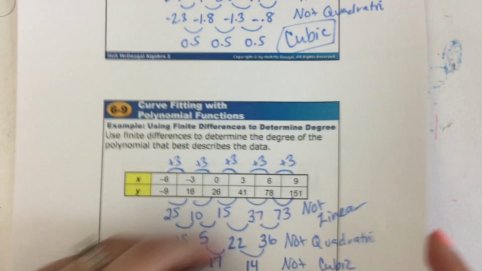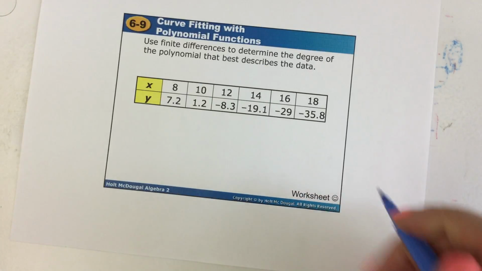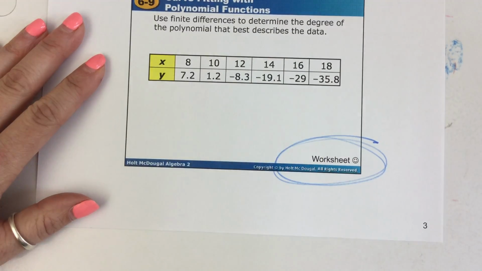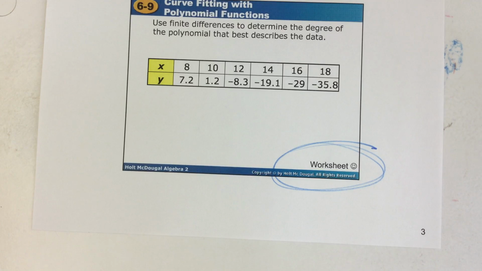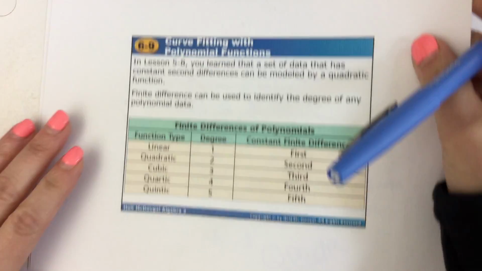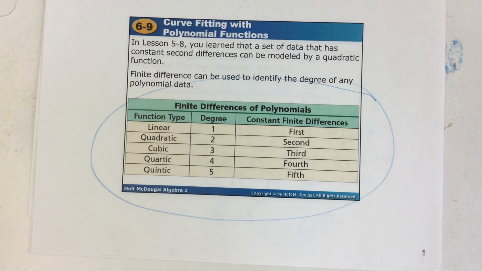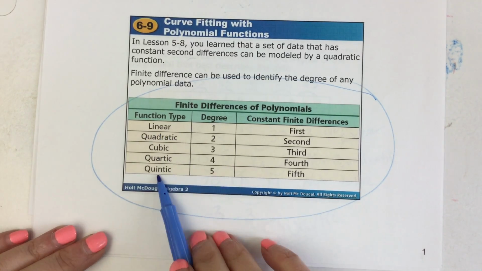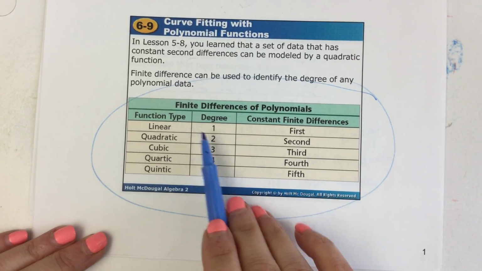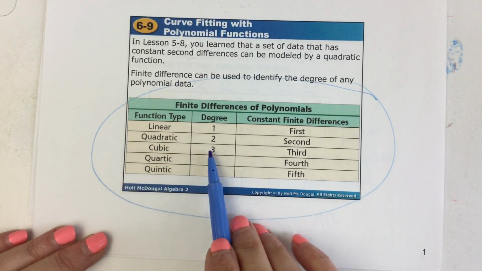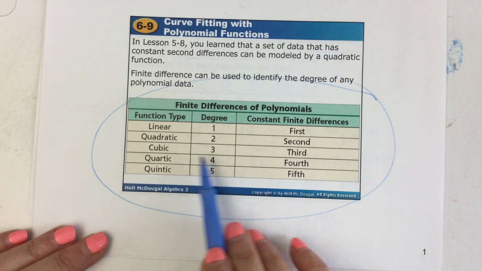I figured with these two examples, you are good to go. Your assignment is a worksheet. I hope you enjoyed learning how to use finite differences to figure out the degree of a polynomial function. Again, the table that's on the front side of the notes, that will help you figure out what to name it. So if it matches the first time, linear, matches the second time, quadratic, third time, cubic, fourth time, quartic, fifth time, quintic.